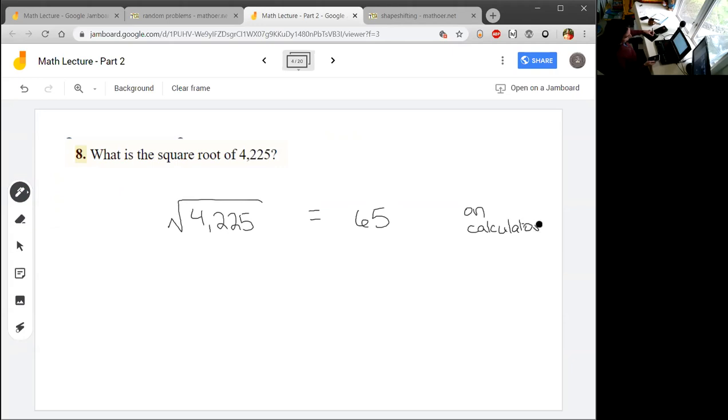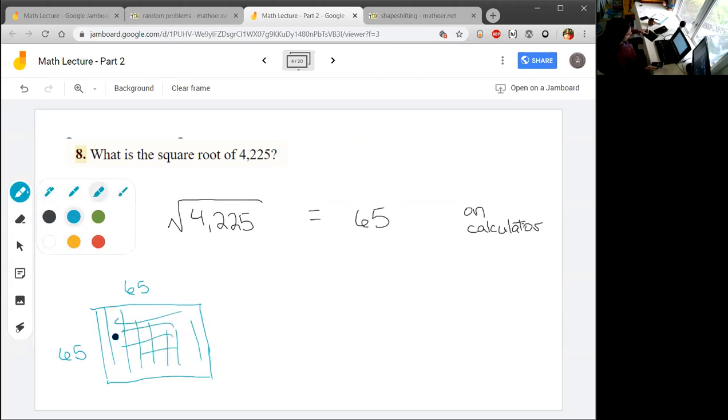What that's saying, again, don't let the symbol confuse you, is that if I was to draw a box that was 65 on each side, then all of those little boxes, if I was to somehow count them all, then there would be 4,225 of them.